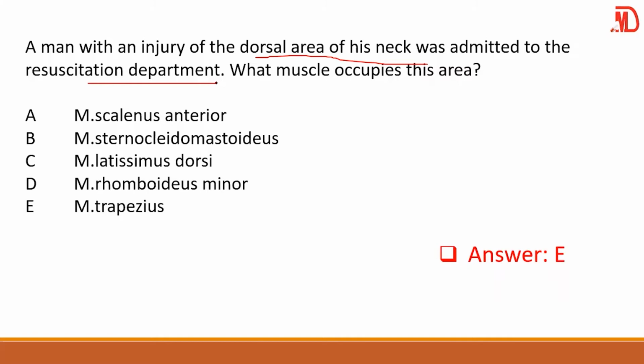Okay. Again, dorsal means the back of your neck, just to add up. So when I ask you to put your hands on your neck, definitely, I know most of you put it at the dorsum or the back of your neck. And that place is made up of what? Trapezius muscles. So the answer is E.